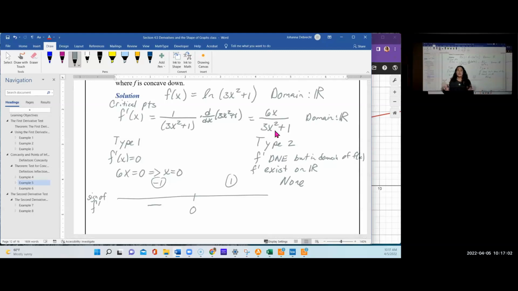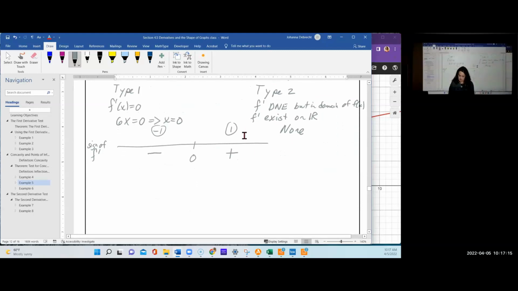Again, I don't care about the number. I want the sign, positive, negative. Then when I plug in 1, I get a +6 over a positive, so it's positive. So this gives me the following information. It's decreasing and then increasing. So I have a relative minimum at 0.